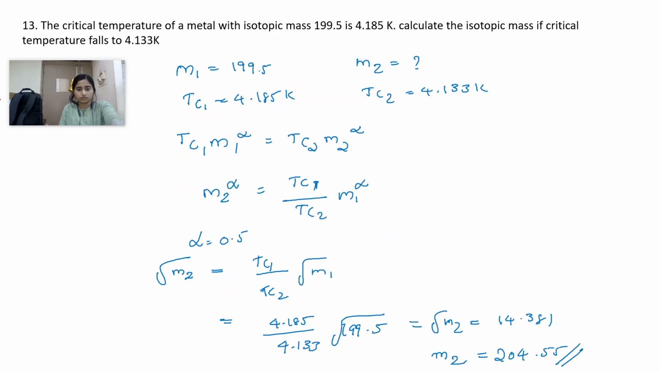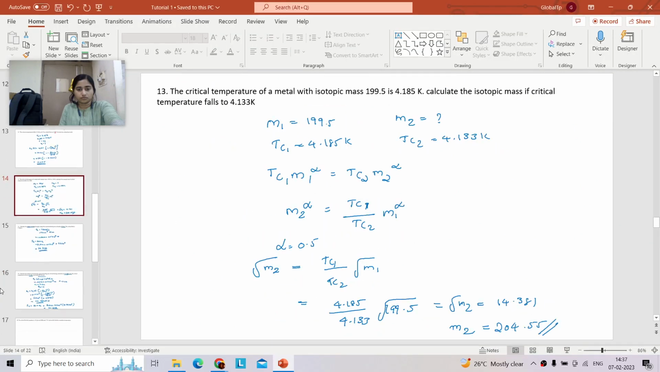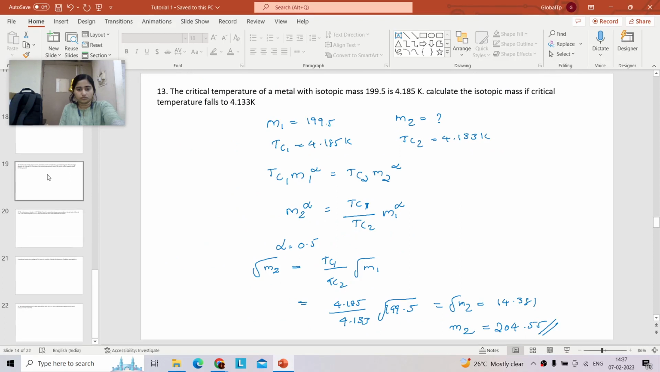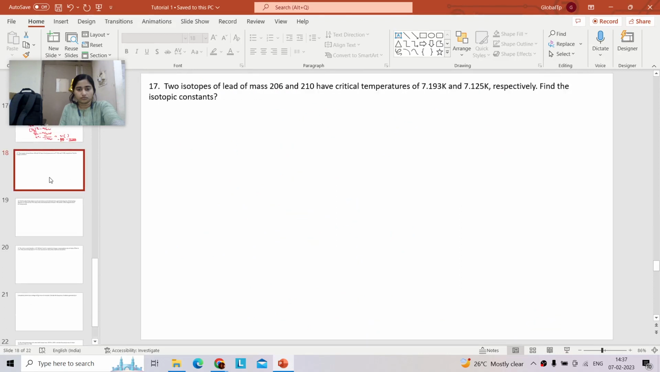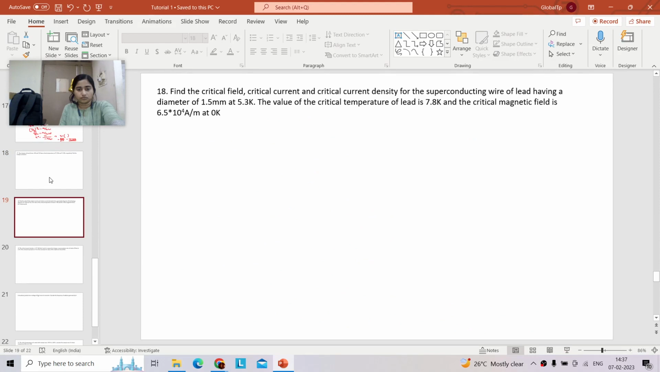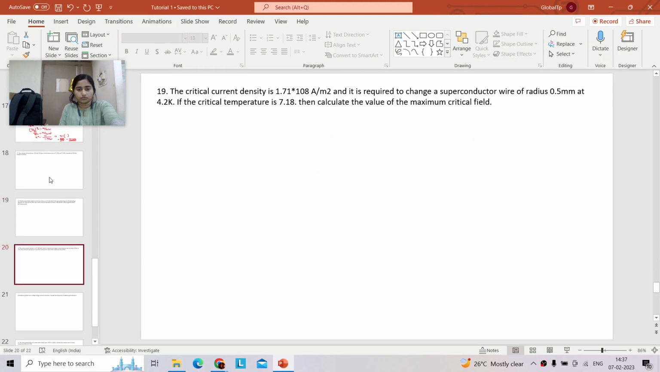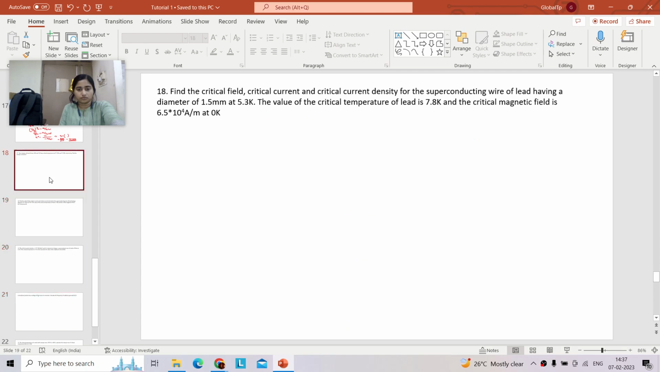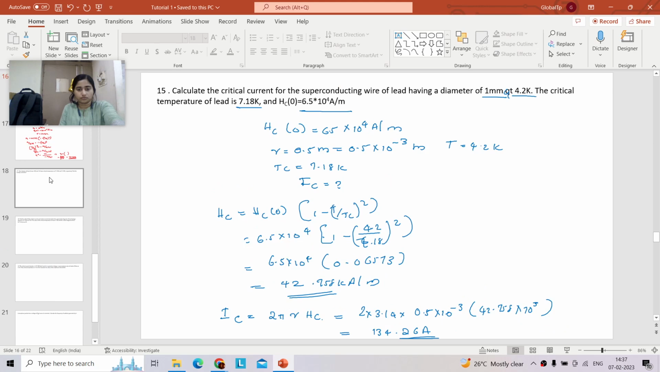Okay, there are some more problems also, but the time is short, so we will solve the remaining problems later. Actually there are 5 more problems related to this same area: isotopic masses, critical field and critical magnetic field, current density, and a Josephson junction problem also. So these problems we will solve in the next class.